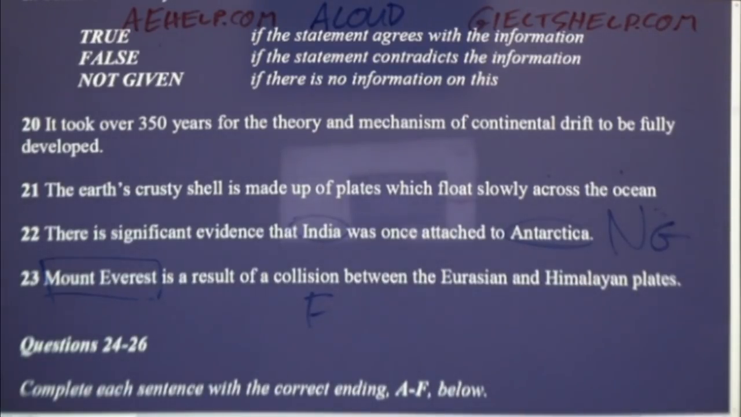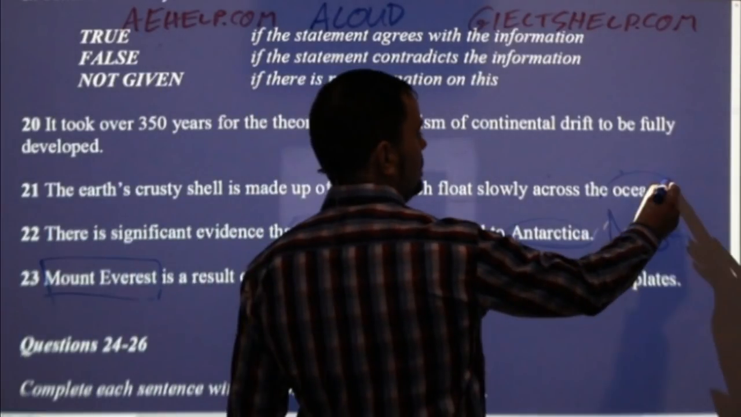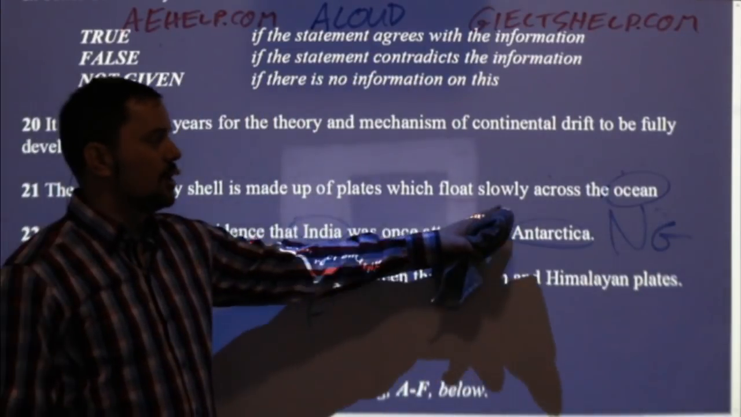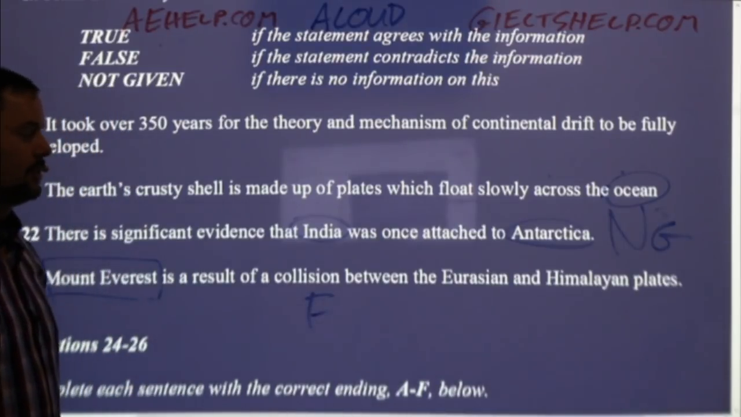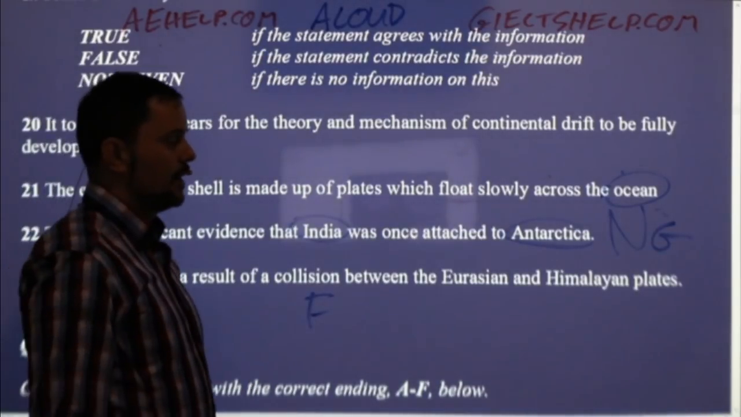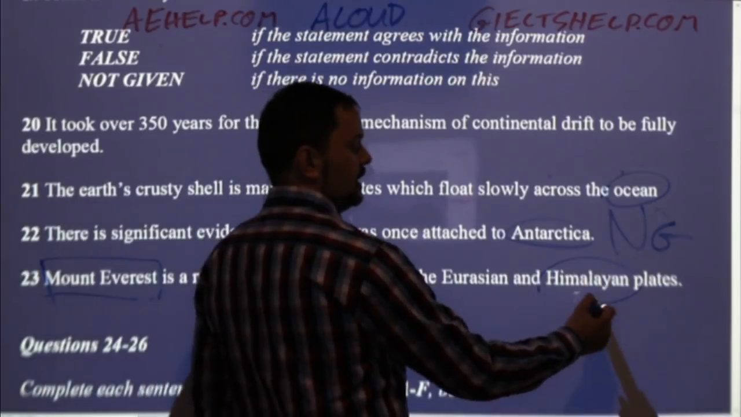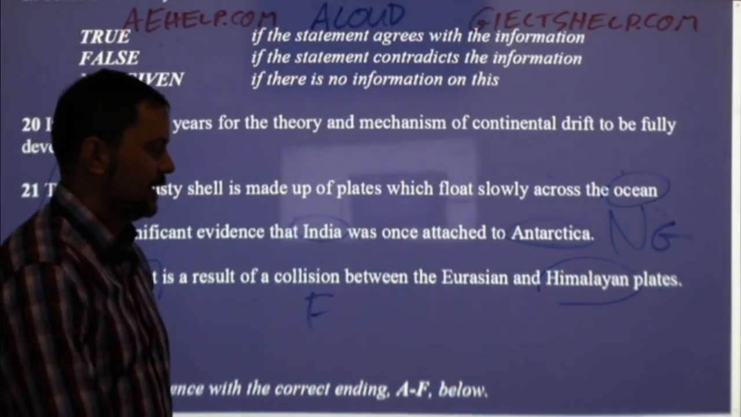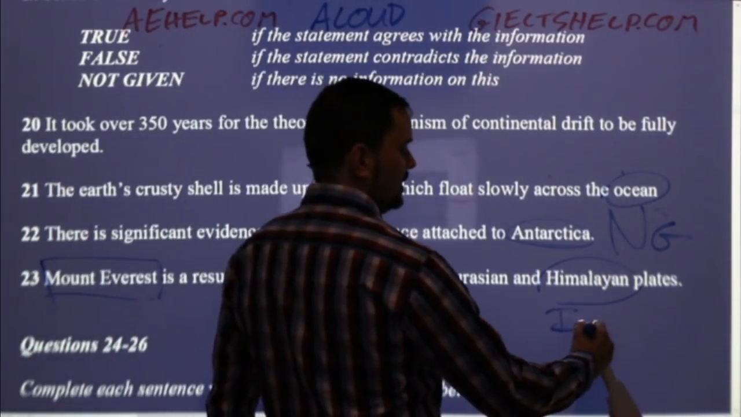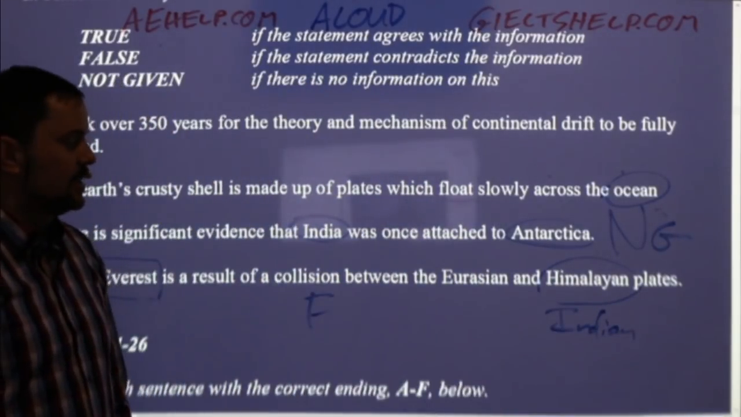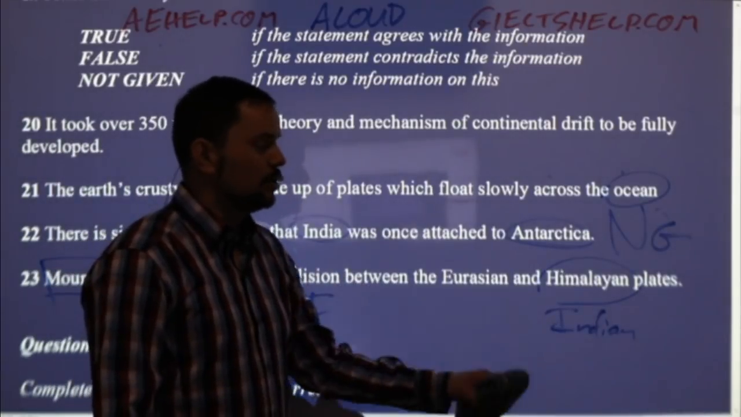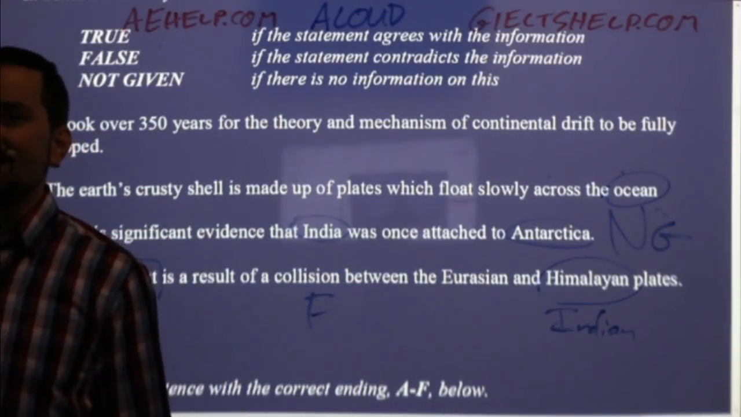Aha, Anoop says, pay attention, ladies and gents, to details. Anoop caught the important word ocean here. Plates do not float across the ocean. They float across the liquid rock or mantle of the earth. And Anoop, very good. You caught that it's the Himalayan plate. There is no such thing as the Himalayan plate. It's the Eurasian and Indian plate. It's the Himalayan mountains, but it's the Indian and Eurasian plate that hit each other.